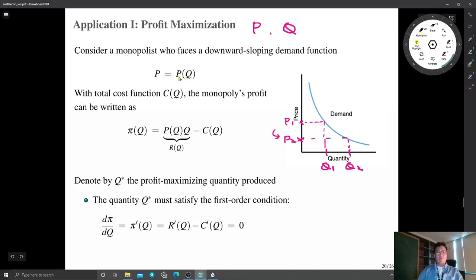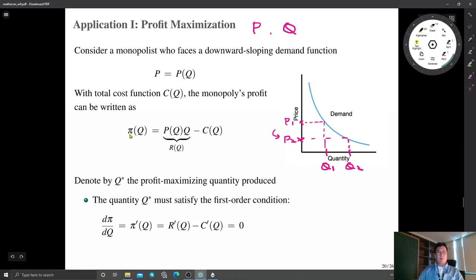Regarding price as a function of Q, the unit price is given by a function of Q, that is, the demand function. Along with the total cost function, this total cost is the cost necessary for producing Q units, so that is also a function of Q. We can write the monopolist's profit as the difference between revenue and cost. Revenue is defined as the unit price times quantity produced. But instead of the unit price, we can substitute the demand function, expressing revenue as the product of the demand function and quantity produced. Then subtracting away cost, we obtain the profit function.